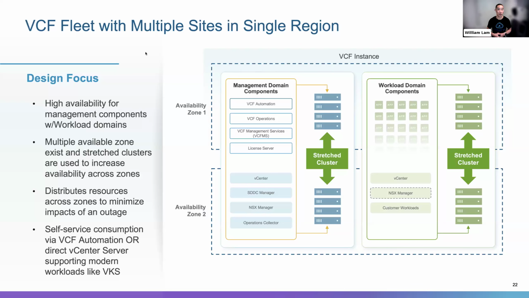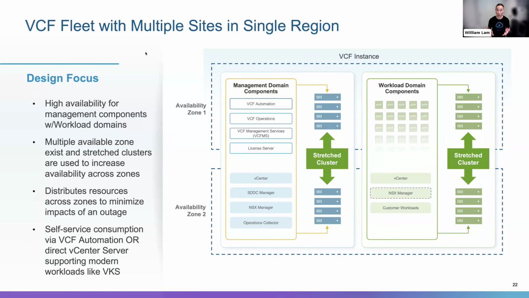The next design is a single fleet with multiple sites within a single region. So again, I'm taking my workloads and distributing them across multiple availability zones, to ensure that we minimize any potential impact within a site. I have my management domain going across availability zone 1 and 2, same for my workload domains.